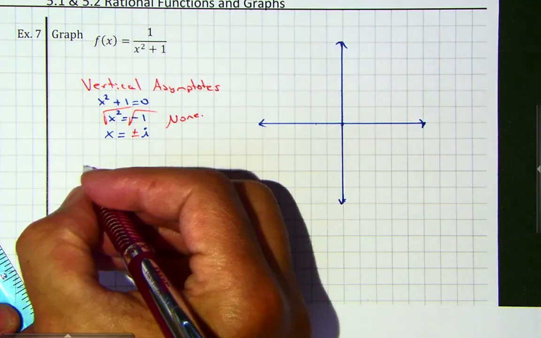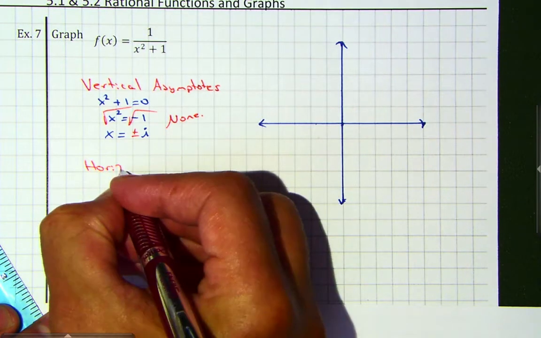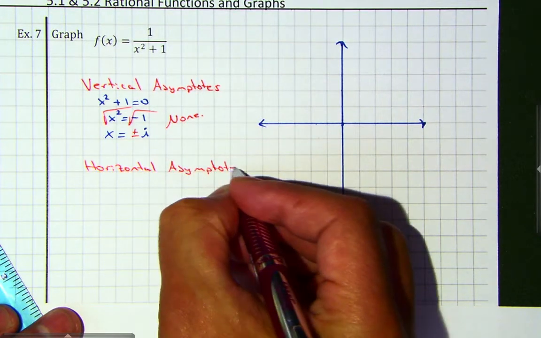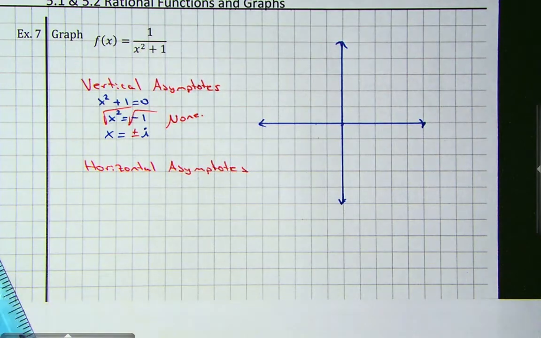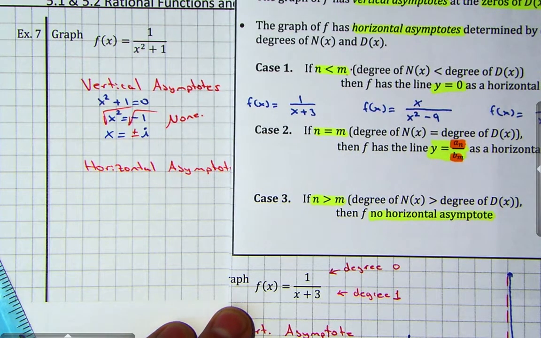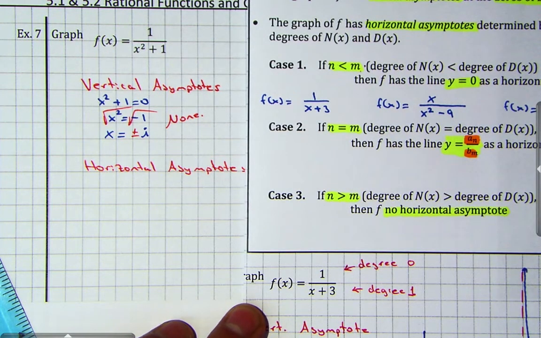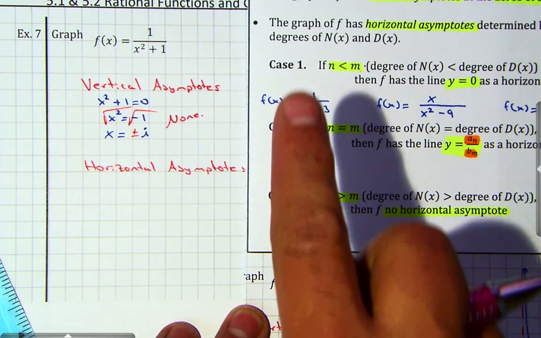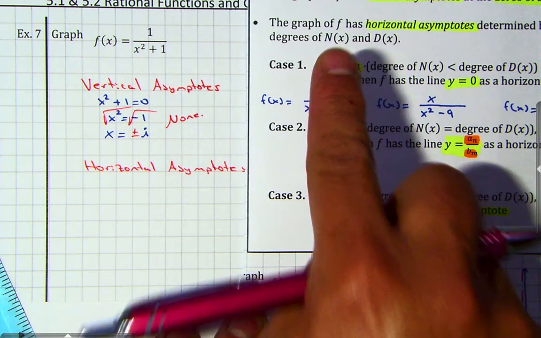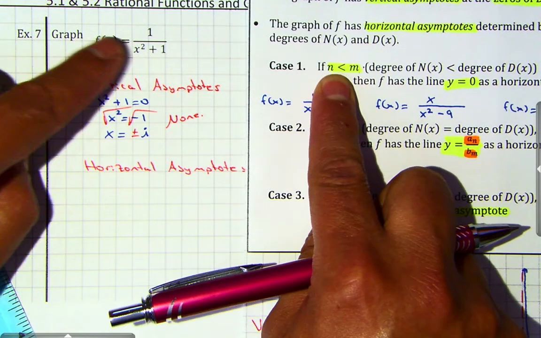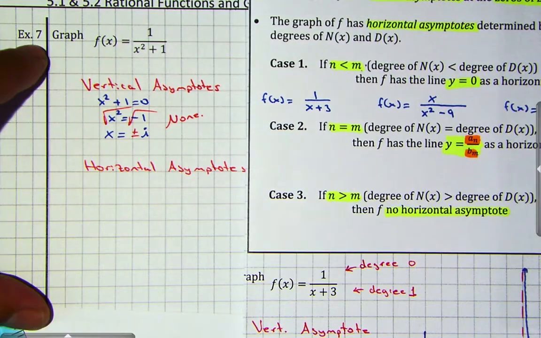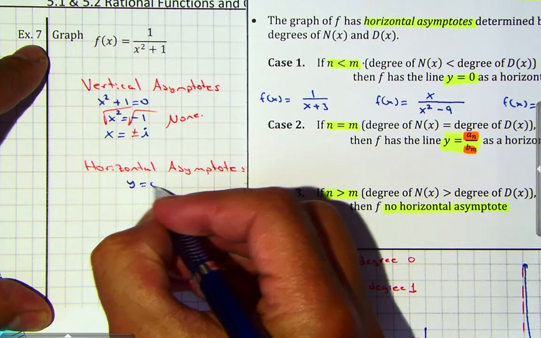Let's find our horizontal asymptotes. So therefore, which case is it? Is it case 1, case 2, or case 3? You decide. Correct. Did you guess it right? Yeah, case 1. Degree is 0 for the polynomial in the numerator, degree is 2 in the denominator. So therefore, your horizontal asymptote will be y equal to 0.